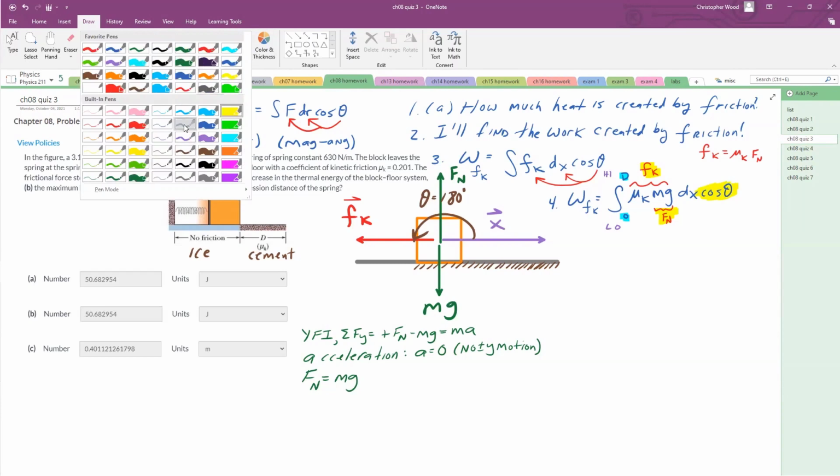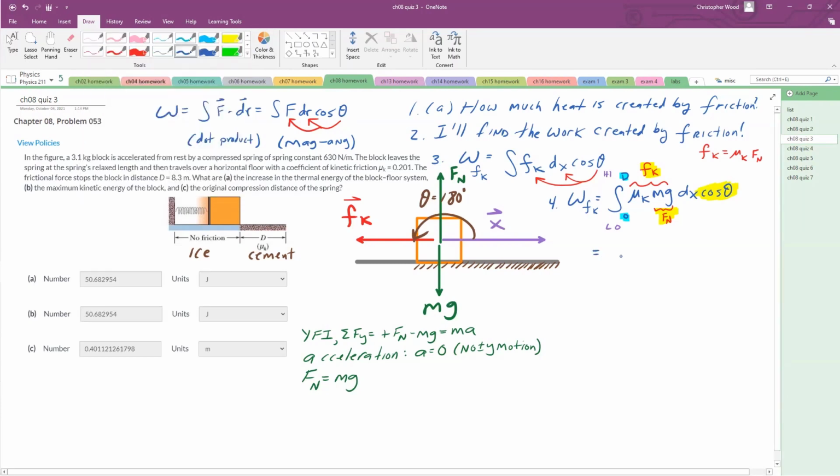All right, so here is the work done by friction. It equals mu sub K. I'm bringing everything out to the left side of the integrand: mg, mu sub K, and cosine of theta are all constants. And I'm left with the integral from 0 to D of dx. So this becomes mu sub K, which I know, mg, which I know, cosine of 180, which is -1, times D, which I know.